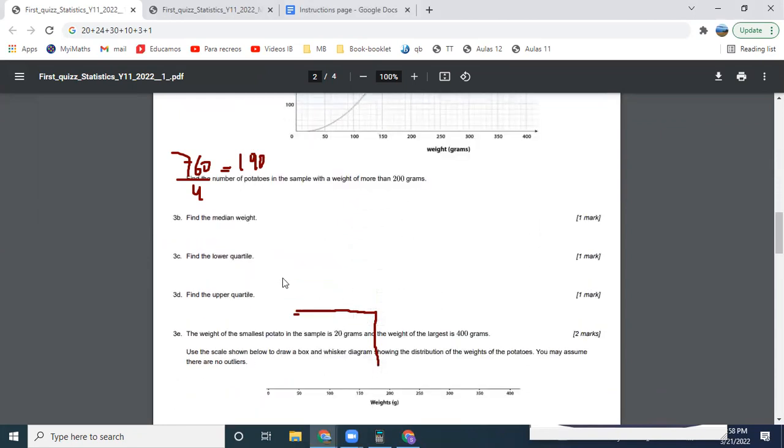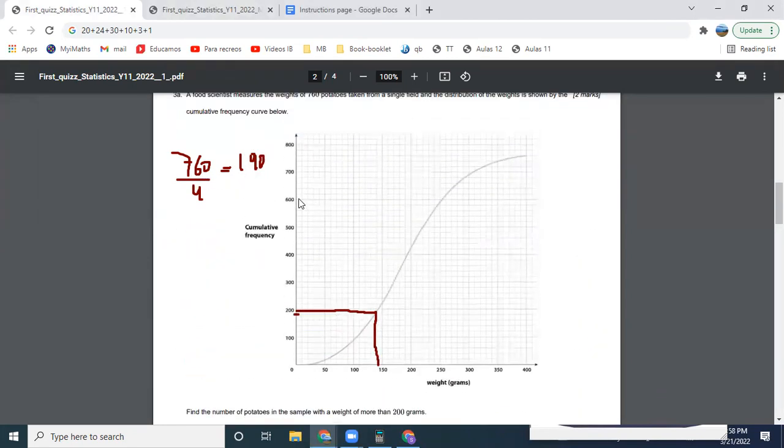So that's that. Then for the upper quartile, we do something very similar, but instead of using this value of 190, we will use 3 times 760 over 4. So 3 times 190 is 570. Now we need to find the weight in grams that leaves us 570 potatoes weighing less. So 570 will be around here, between 560 and 580.